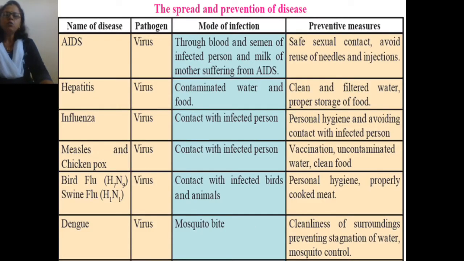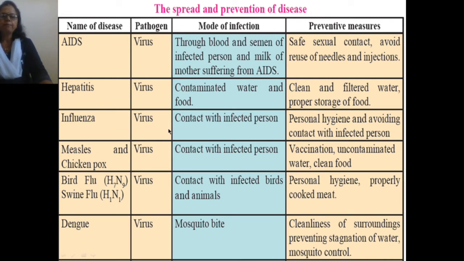See the chart, which shows how diseases are spread by viruses. First is AIDS. AIDS is spread by a pathogen, a virus. Mode of infection: through blood and semen of an infected person and the milk of a mother suffering from AIDS. Preventive measures: safe sexual contact, avoid reuse of needles and injections. Second, hepatitis, that is jaundice. It is also spread through a virus. Mode of infection: contaminated water and food. Preventive measures: clean and filter water, proper storage of food.